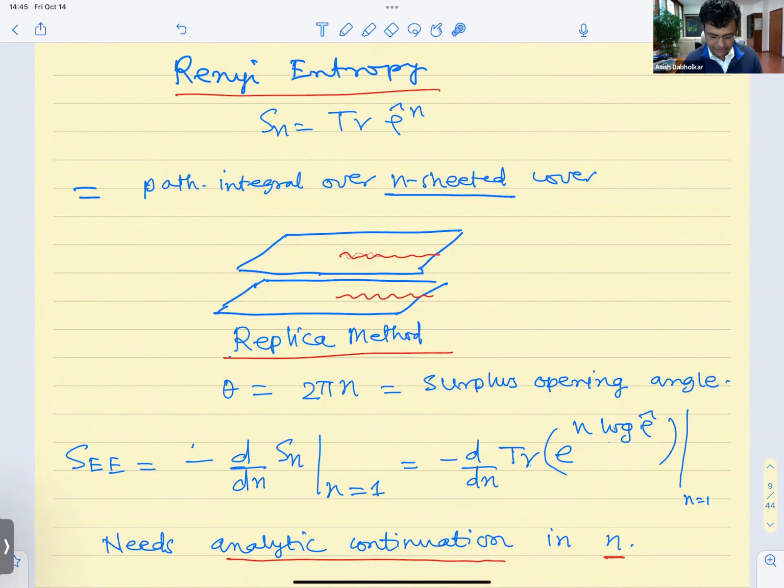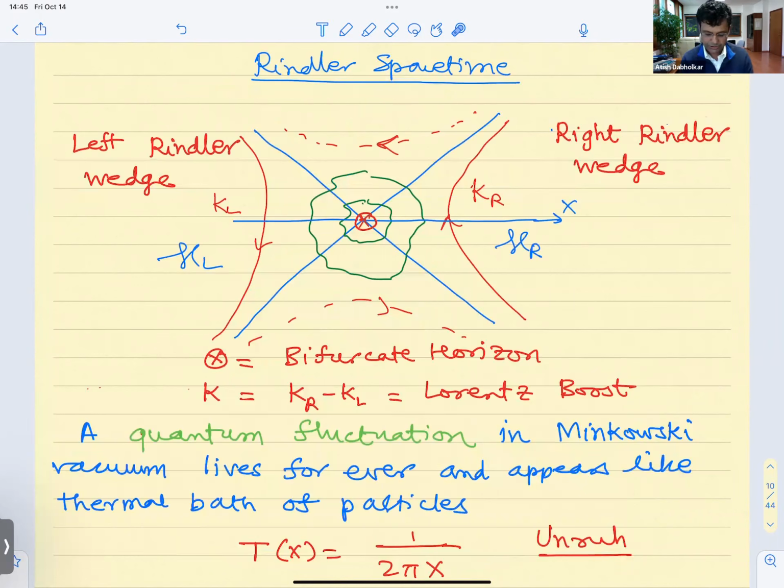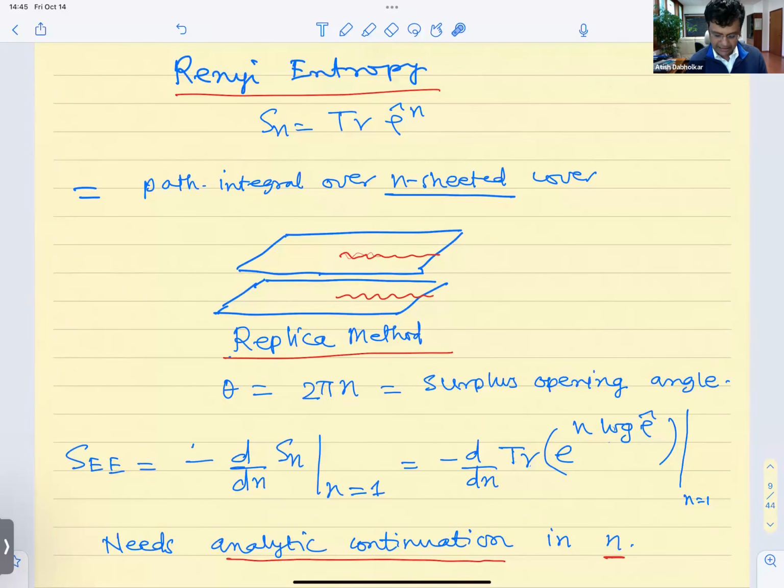But to do this derivative, you need an analytic continuation in n. Even if you can't do the analytic continuation, this gives you a way to compute the Renyi entropy and the von Neumann entropy. Because of the singular branch point, the path integral has a singularity, and that leads to this ultraviolet divergence.